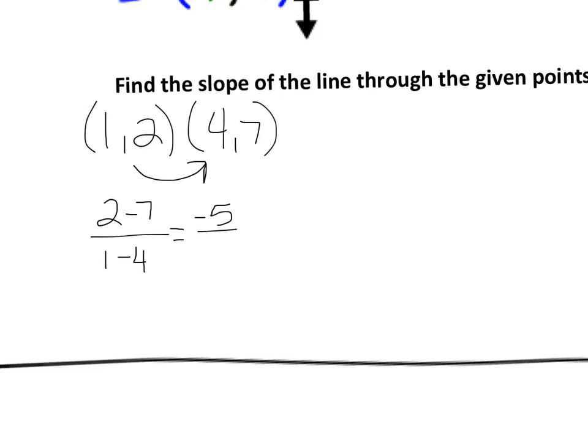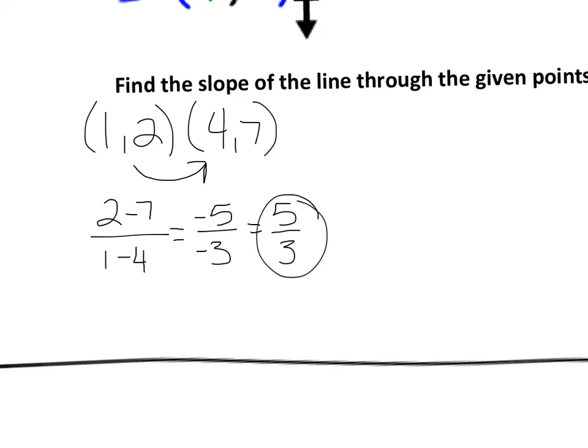2 minus 7 gives me negative 5. 1 minus 4 gives me negative 3. Now we can simplify this. We don't want to change it into a mixed number, because we want to think about slope as rise over run, just as a regular fraction even if it is improper. But what we can do, if I have a negative over negative, is simplify that into a positive.